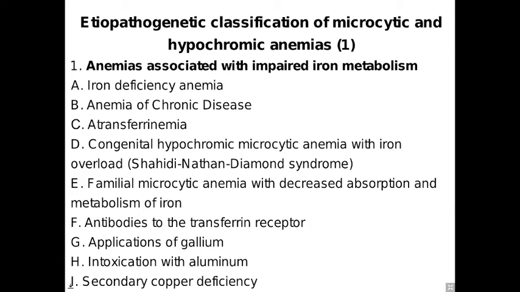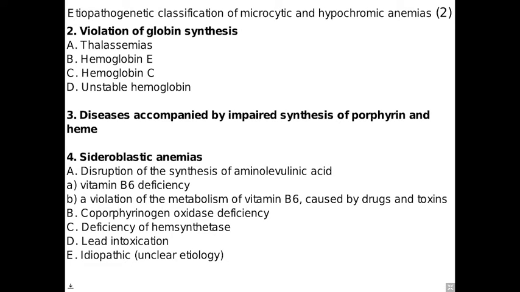Microcytic and hypochromic anemias: microcytic, MCV is less than 80 femtoliters, small red blood cells are detected. Causes include iron deficiency anemia, anemia of chronic disease, absence of transferrin, congenital hypochromic microcytic anemia, antibodies to the transferrin receptor, intoxications with certain substances, secondary copper deficiency, violation of globin synthesis, and sideroblastic anemias.